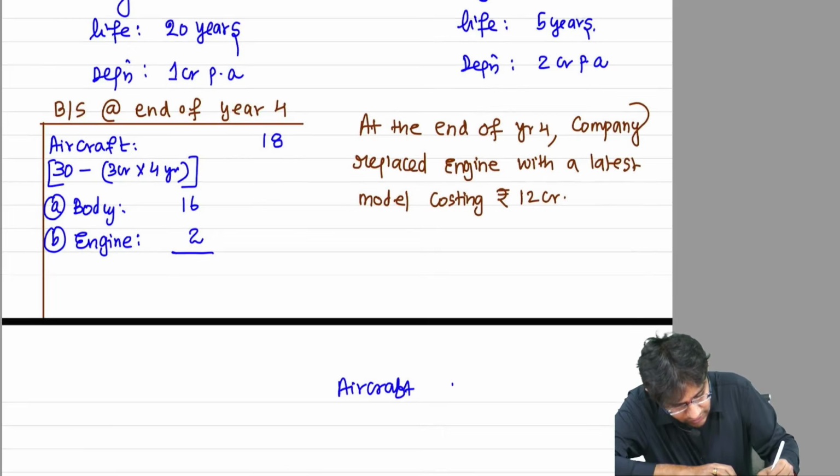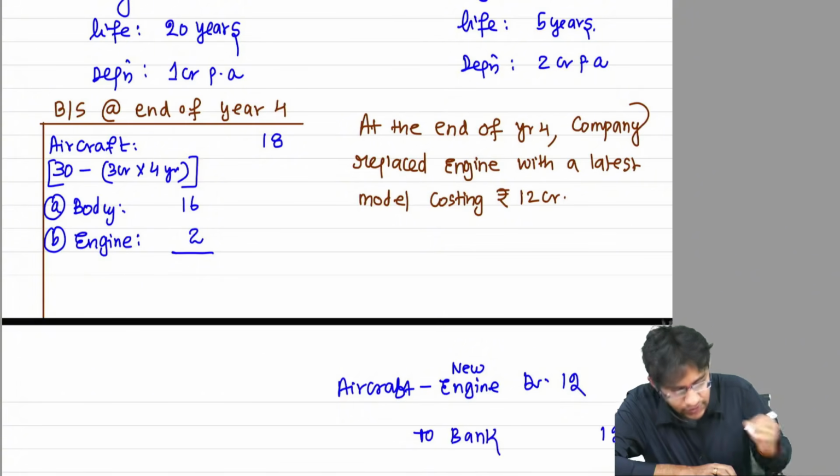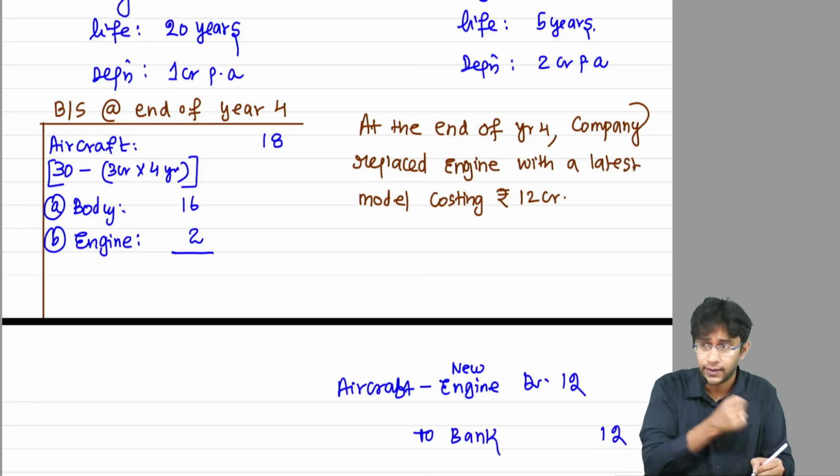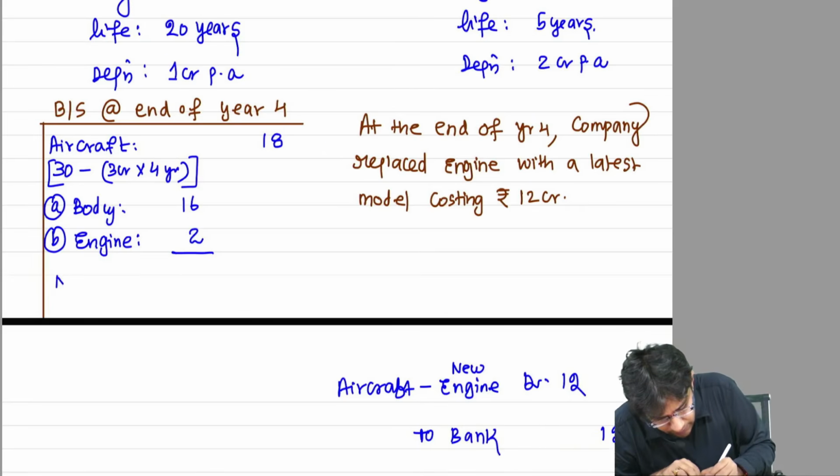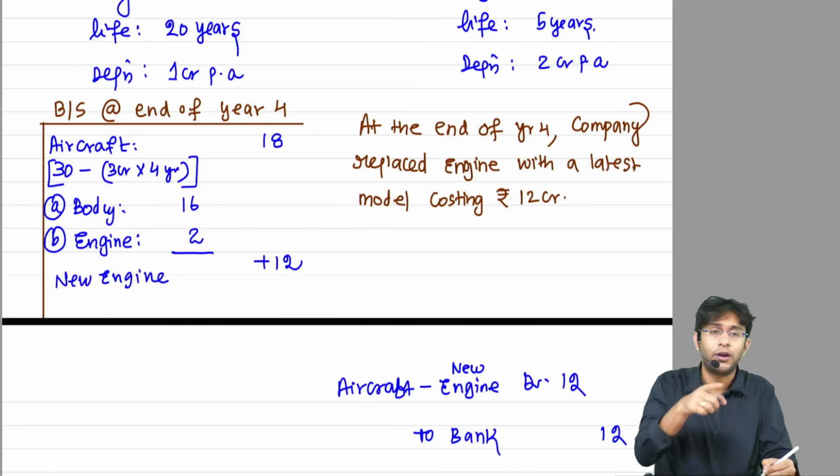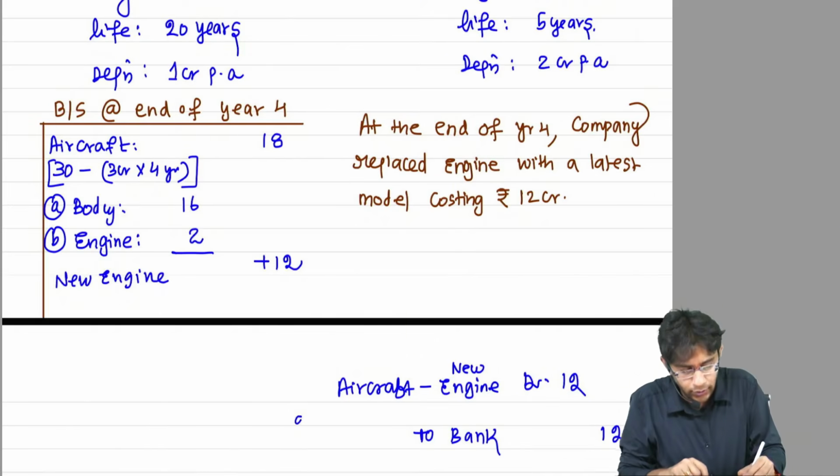What I know is, aircraft account, aircraft engine, the new one. You spent how much? 12 crores. Definitely, you have to capitalize it. The moment you post this entry in the balance sheet, the new engine will be capitalized. 18 plus 12, it will become 30. You must understand.